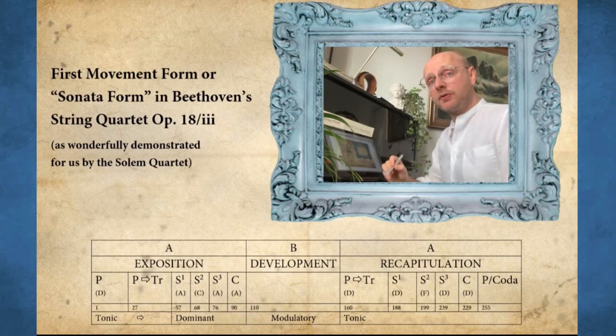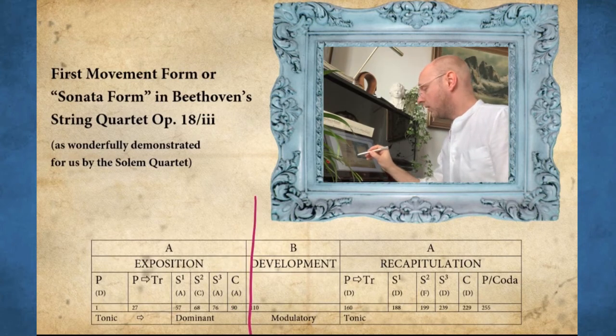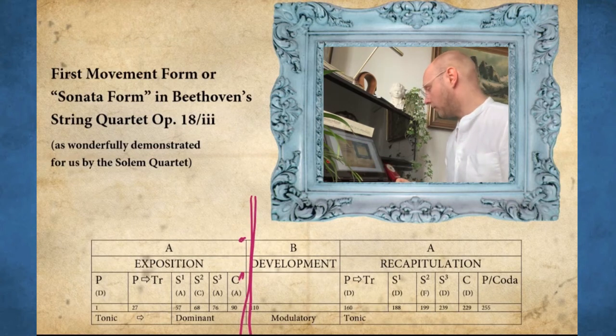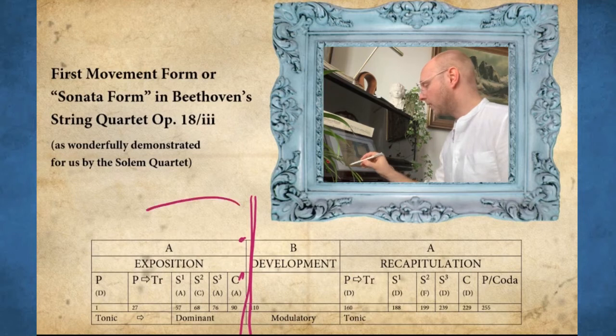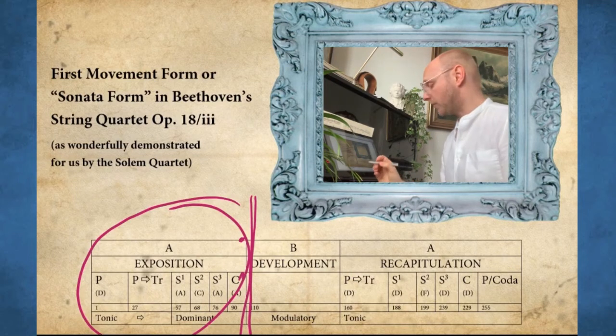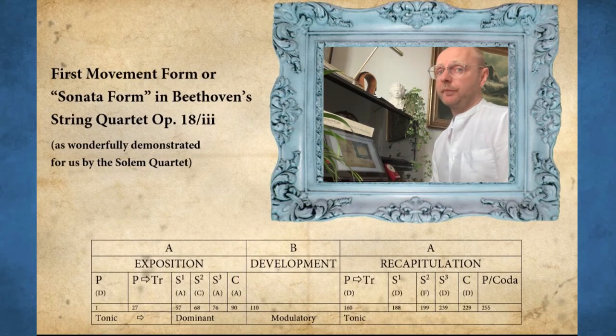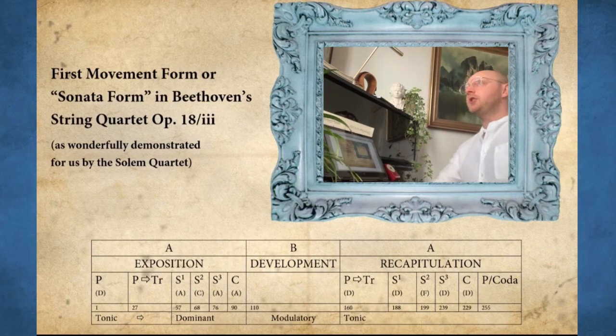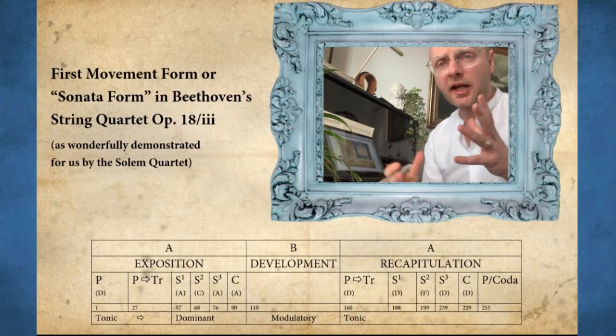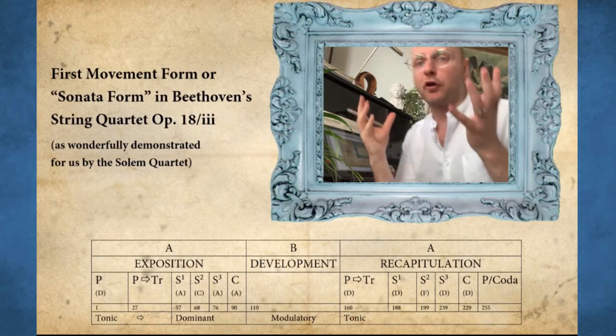Now, it's important to realize that the A section is often repeated. There's my attempt to draw musical repeat marks. So often this A section, the exposition, is repeated. Moving on to the B section though, it's a bit of a free-for-all.